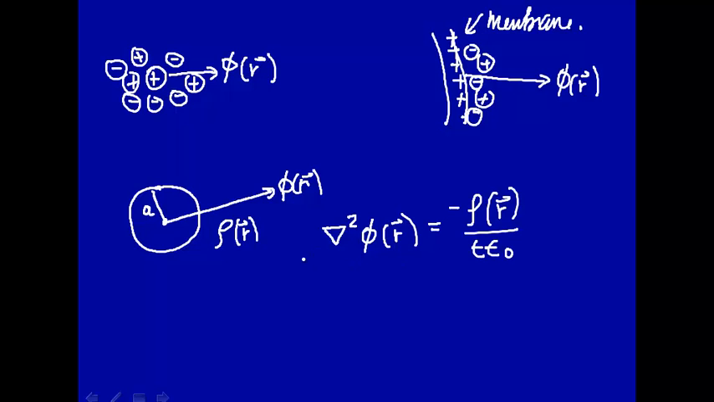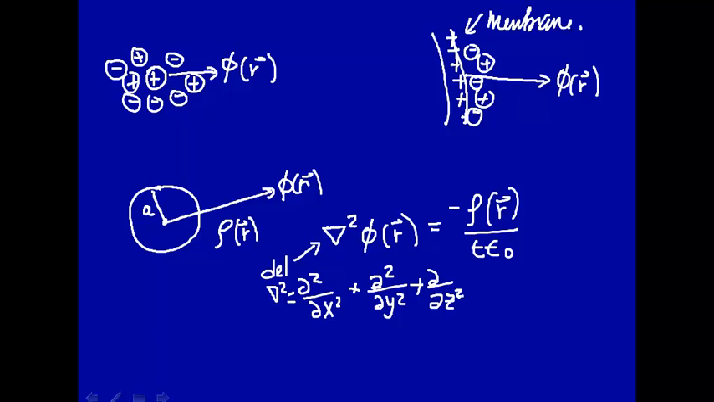This is called del, D-E-L. It's the upside down capital Greek letter delta. And del squared means take the second derivative with respect to spatial coordinates. In a Cartesian coordinate system, del squared will be the second derivative with respect to x, plus the second derivative with respect to y, plus the second derivative with respect to z. Okay, so that's what del is.